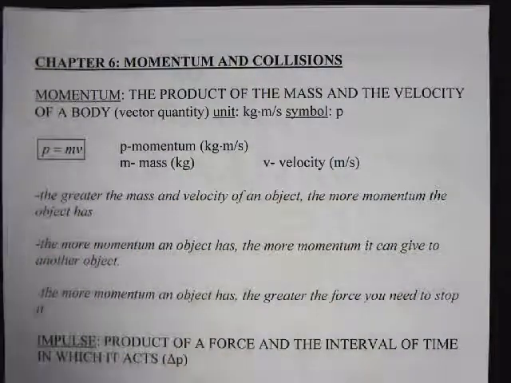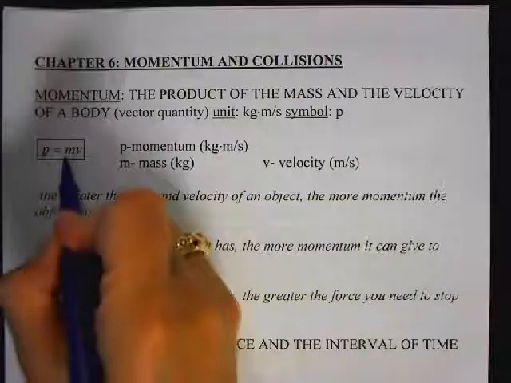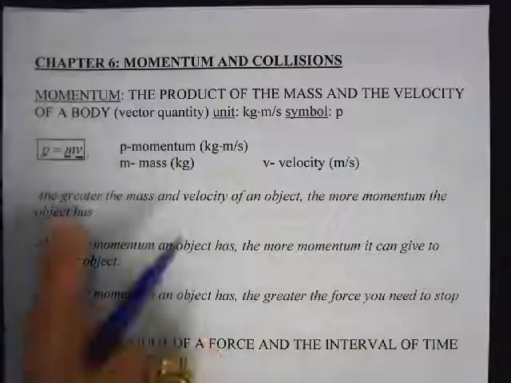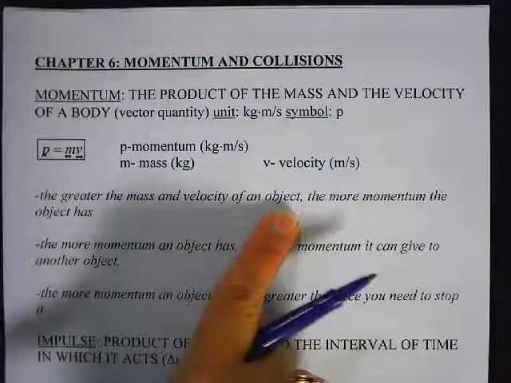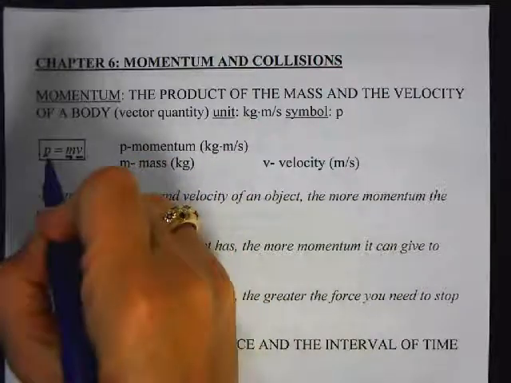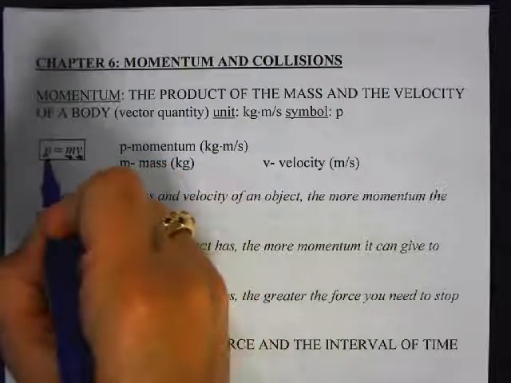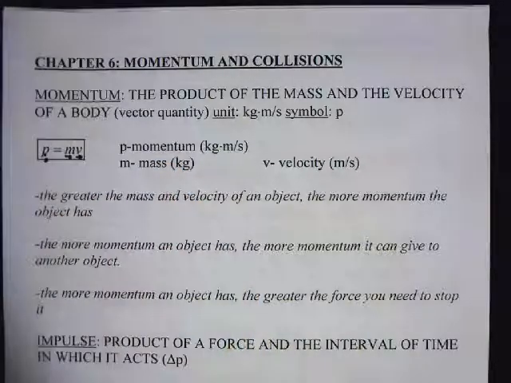Now, if you look at this equation, you see that the momentum is just mass times velocity. So the greater the mass and the velocity, the more momentum it has. If I increase the mass, I'm going to increase the momentum. If I increase the velocity, I'm going to increase the momentum, because these are directly proportional.